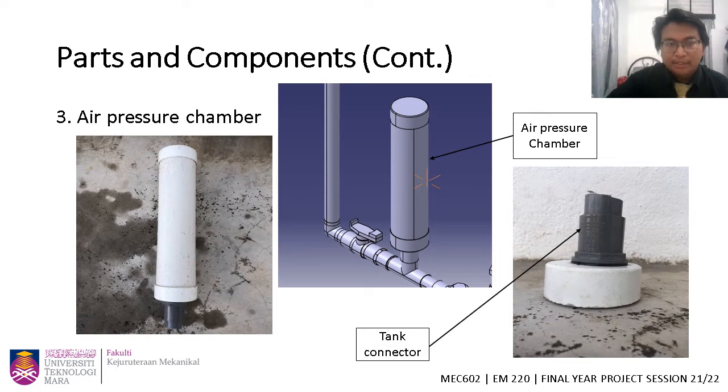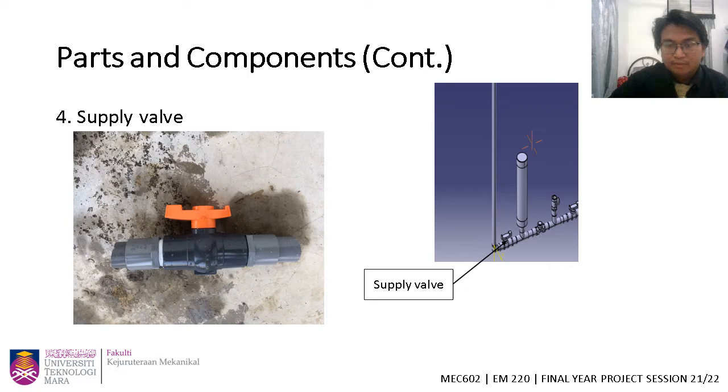So this is the air pressure chamber. I'm using a tank connector in order to connect to the pipes, and I drilled the hole at the cap of the pipe. So this is the supply valve where the water is able to flow through to the delivery pipe when the valve is open.